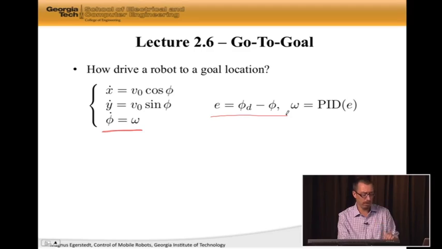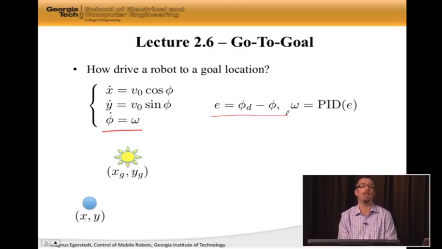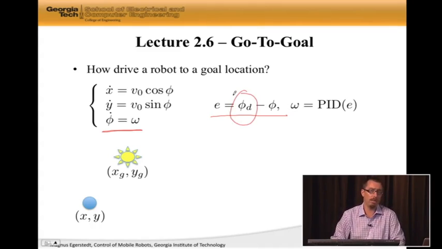Okay, let's use this to actually build a behavior that takes us to a goal. So the question then is the only unknown here, which is what's phi desired? Well, let's say that we're located at x and y. We know where the goal is, x goal and y goal. And the way we know it is either because of the sensor skirt disk abstraction we talked about, or some other way of knowing the goal location.